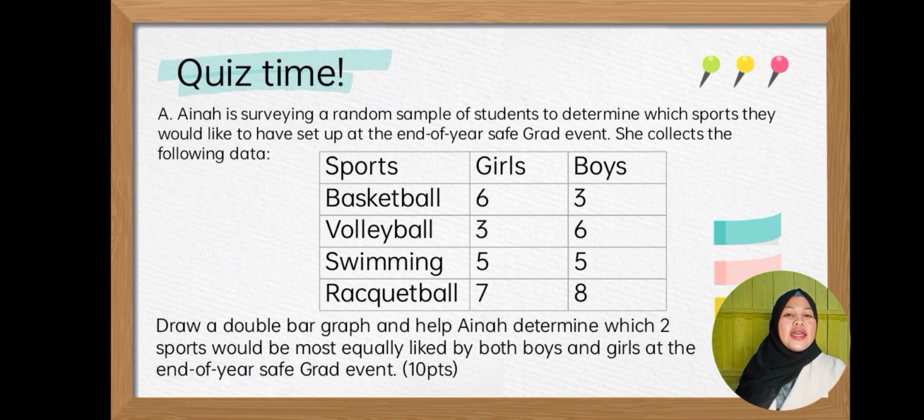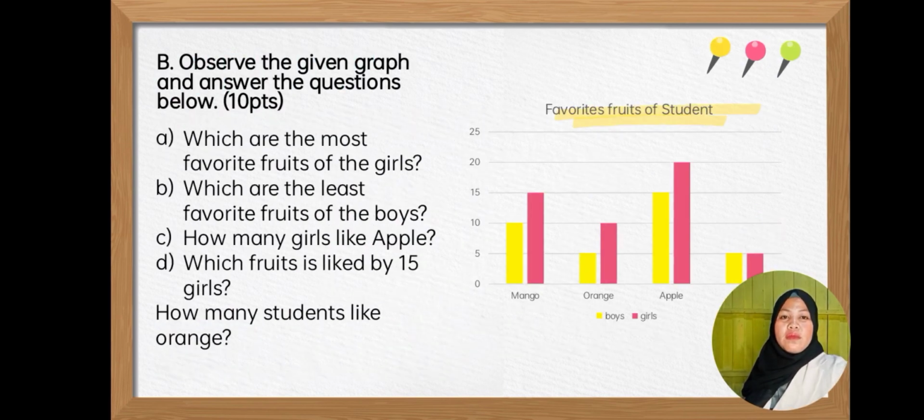You got it? Okay. For the letter B, observe the given graph and answer the following questions below. You need to observe the given double bar graph and you need to answer the following questions. Which are the most favorite fruits of the girls? Which are the least favorite fruits of the boys? How many girls like apple? Which fruits is liked by 15 girls? And how many students like orange? You got it? Okay. Now you can start.